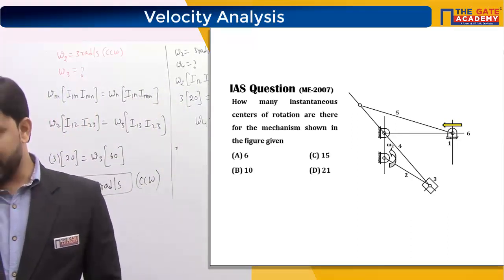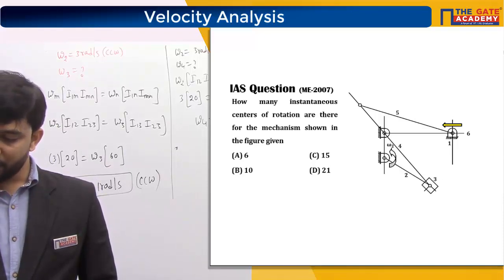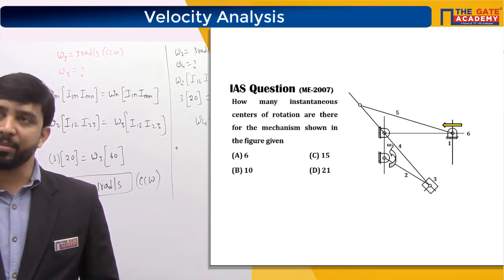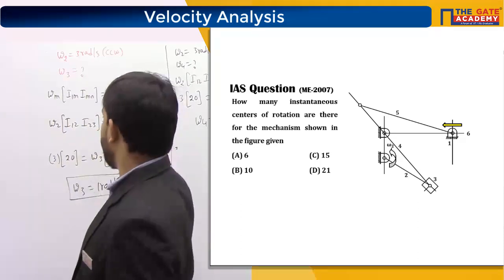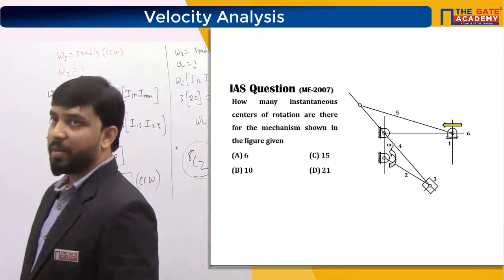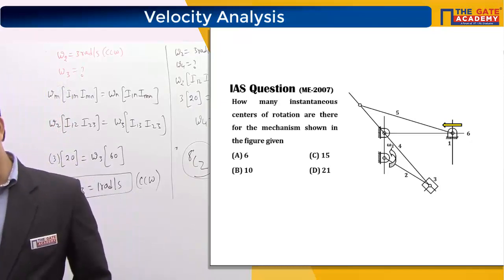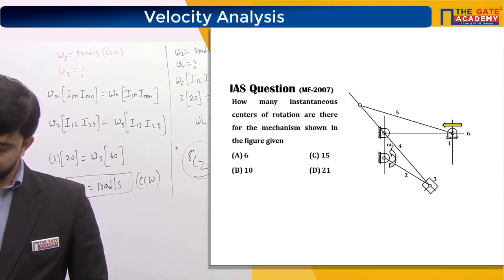Just try to answer these questions. What's the answer for this? So what's the number of eye centers for an 8-link mechanism? So if there are n links in a mechanism, number of eye centers possible are NC2. Okay, 8C2. It's 28 eye centers, okay. So what's the answer for this question?